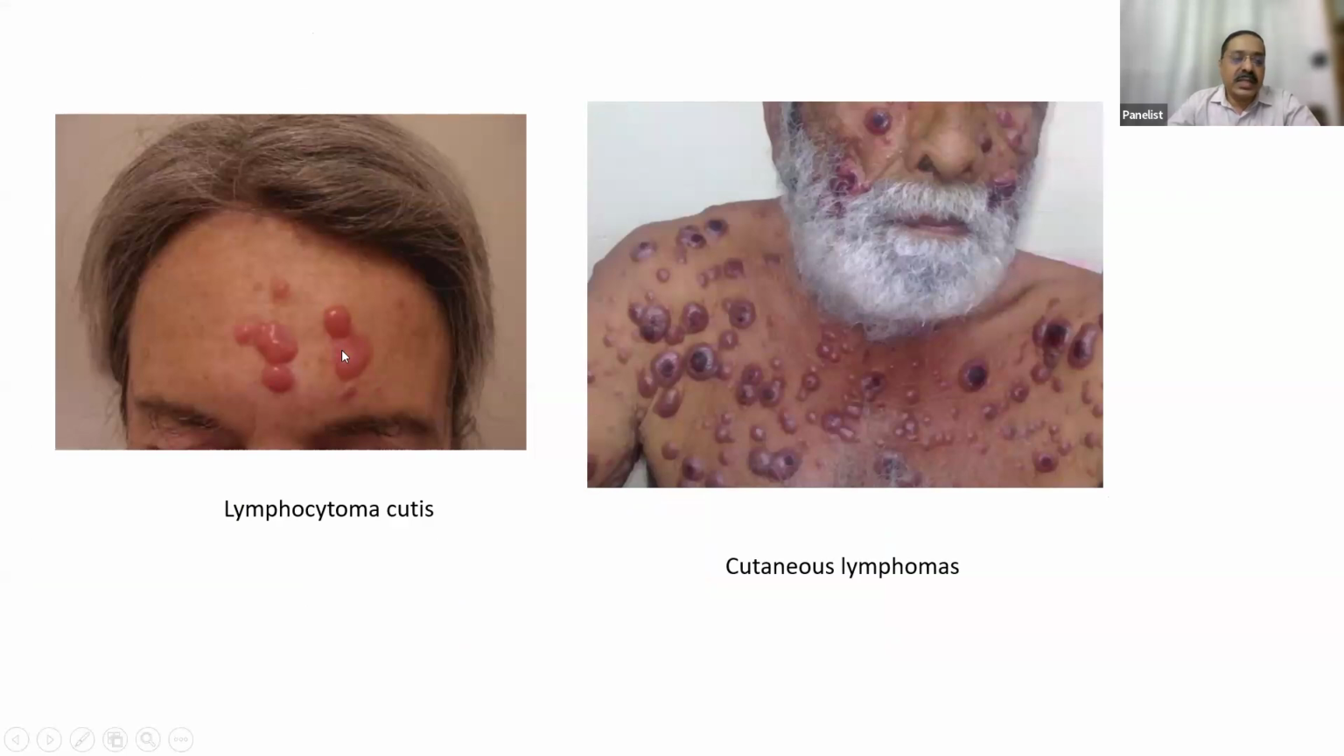Lymphocytoma cutis presents as very discrete nodular eruptions like this. And this is actually a cutaneous lymphoma, probably anaplastic. And you can see the central necrosis which has occurred, a hemorrhagic necrosis, and the crateriform lesions which you are seeing. So this is very classical of a cutaneous lymphoma.